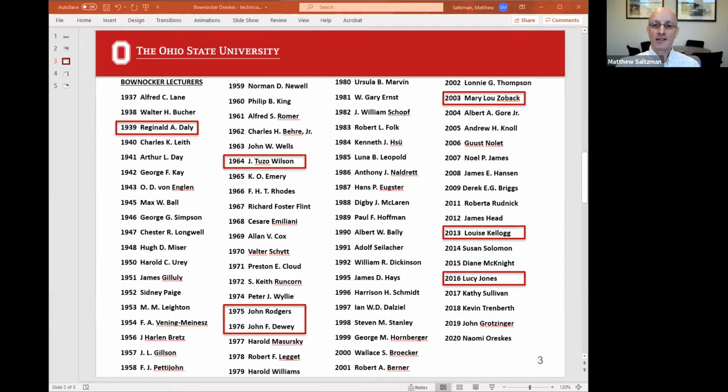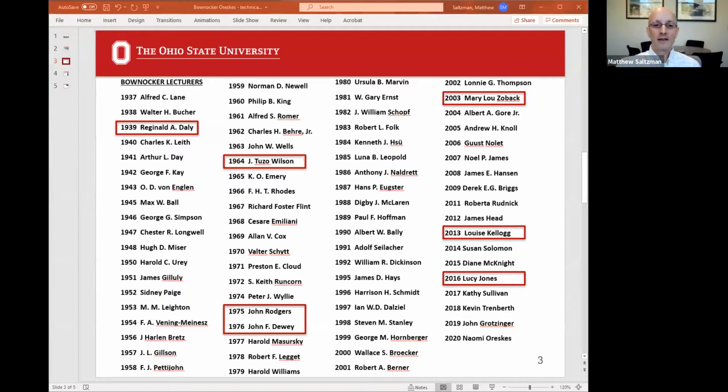1975 and 1976 must have been an interesting time. We had John Rogers and John Dewey in back-to-back years. Rogers' painstaking mapping efforts led to the broad understanding of the Appalachian Mountain Belt, and that remains an influential work to this day. Dewey did much the same in Europe and is known for explaining why the continents are so old and the oceans are so young.